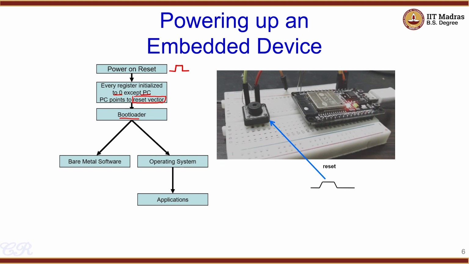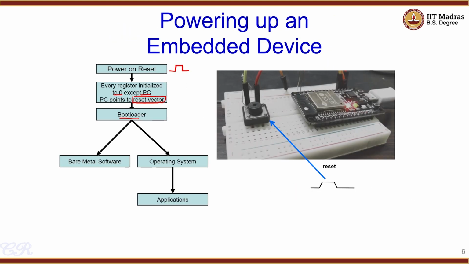So, power on reset: your CPU is set to 0 except for the program counter. The program counter is set to the reset vector, which is an address present in your memory. The reset vector has a small program called the bootloader, which would load your operating system.